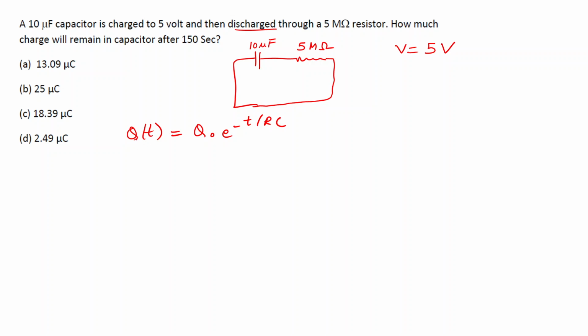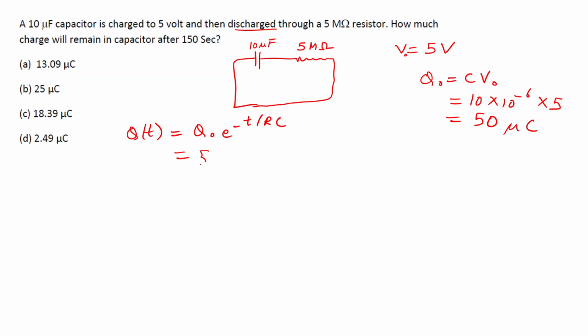We need to find out this q at 150 seconds. So initially q naught will be c v naught. Here we need to calculate this. C is 10 microfarad, and v naught, initially the voltage across the capacitor, was 5 volt. So q naught is 50 microcoulomb.